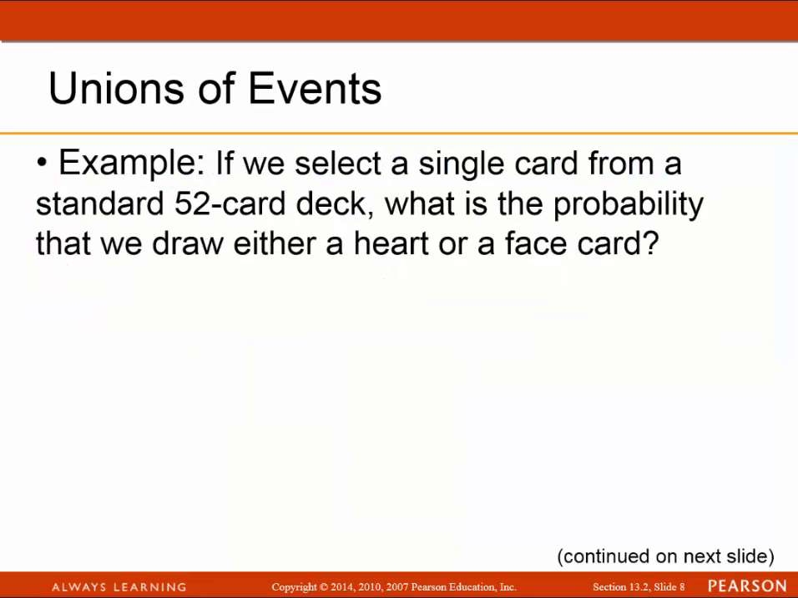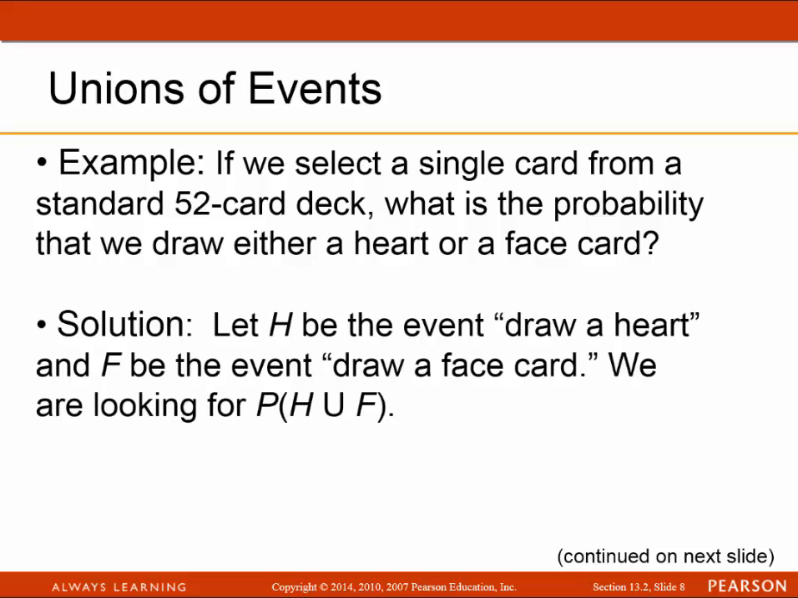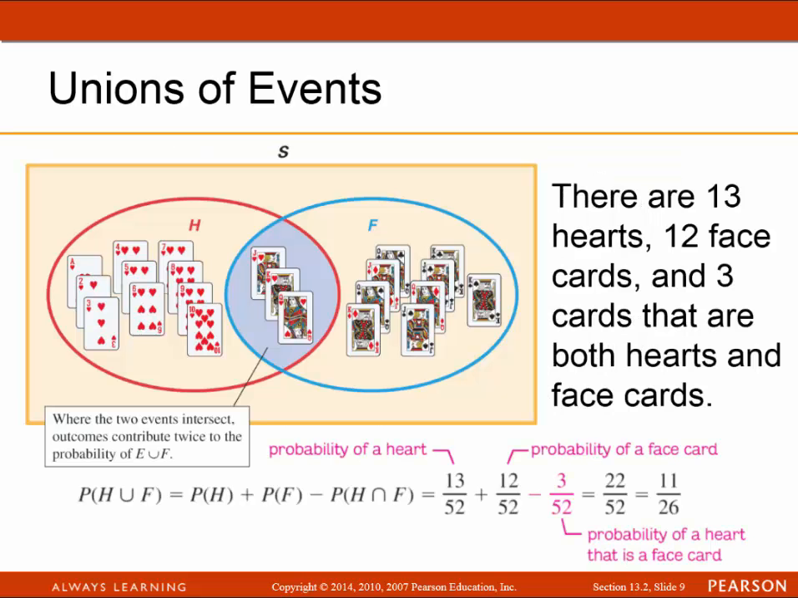So, if we select a single card from a standard 52 card deck, what is the probability that we draw either a heart or a face card? The first thing is let H be the event, draw a heart, and let F be the event, draw a face card. So we're looking for the probability of H or F. Here we have a diagram. There are 13 hearts, 12 face cards, and 3 cards that are both hearts and face cards. Remember, the probability of H or F is the probability of H plus the probability of F minus the probability of H and F.